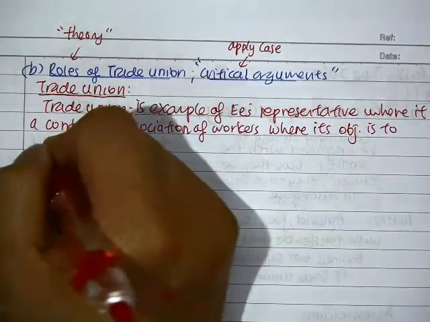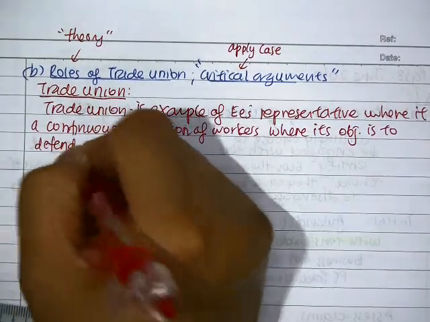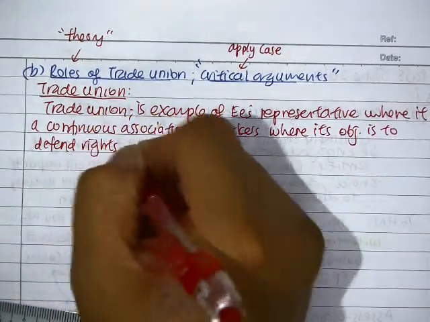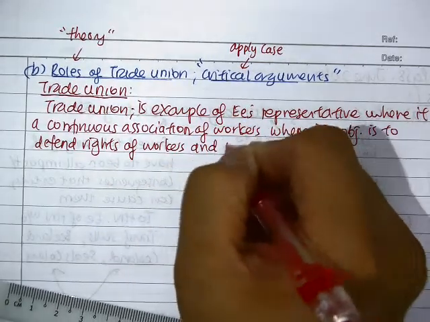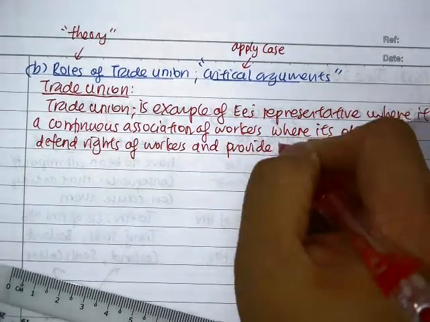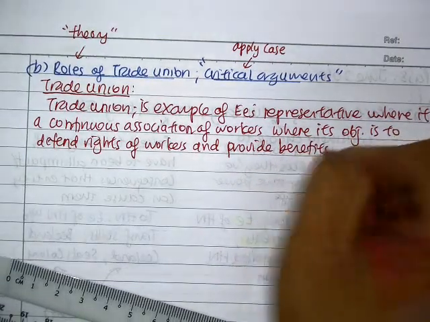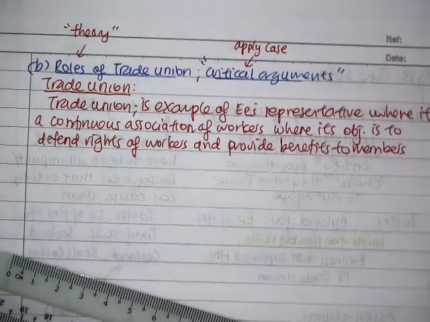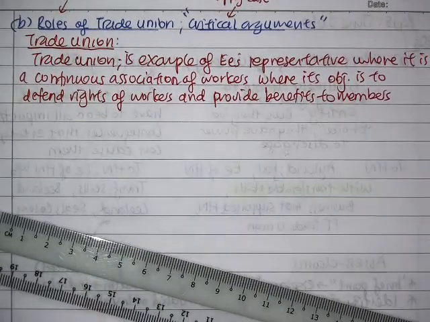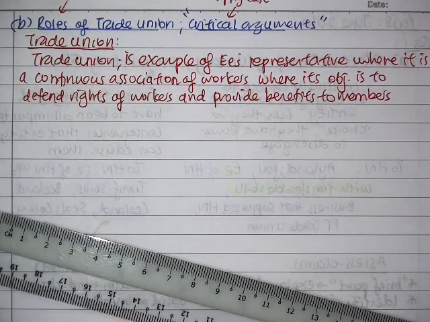Okay, workers can leave, but they will have new workers come in. So it's a continuous association of workers, where its objective is to defend the rights of the worker and provide benefits to its members.